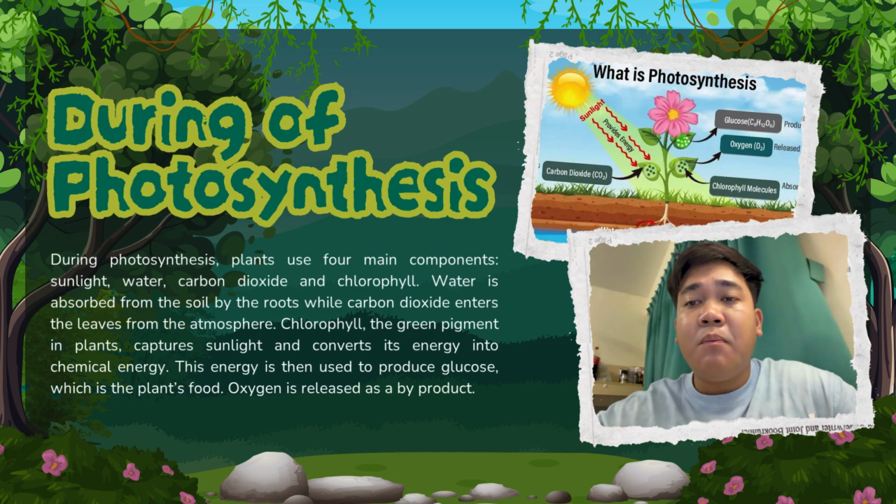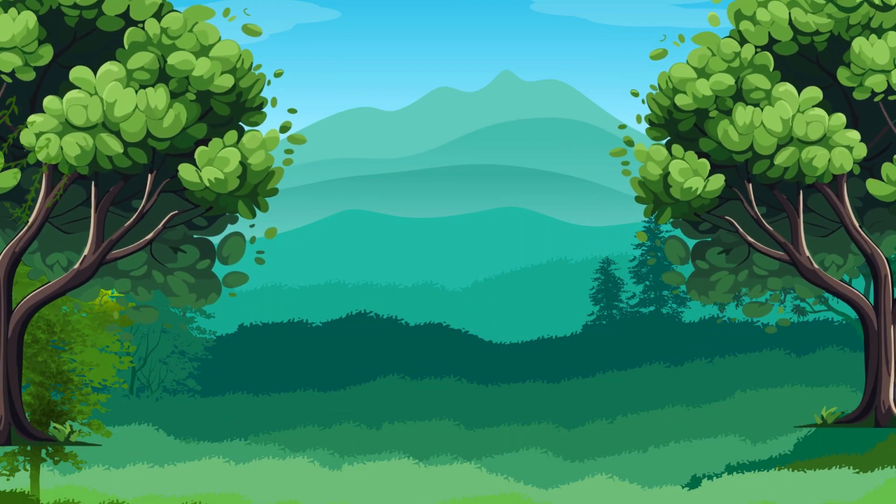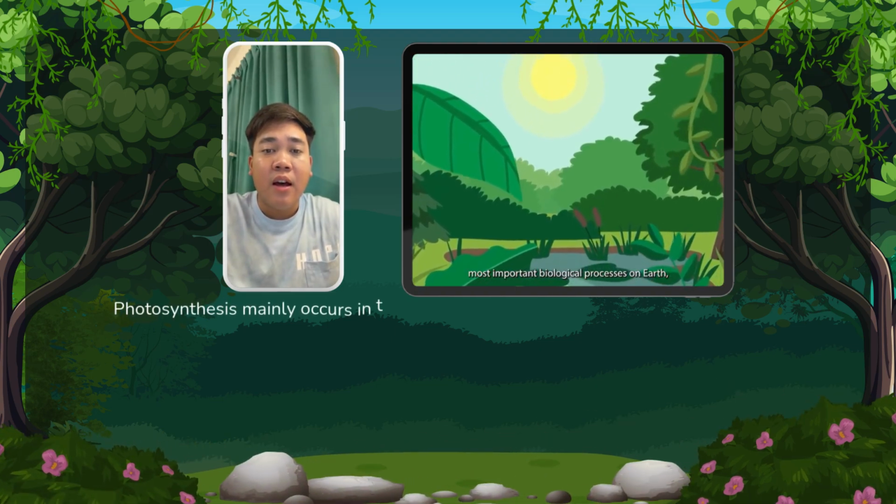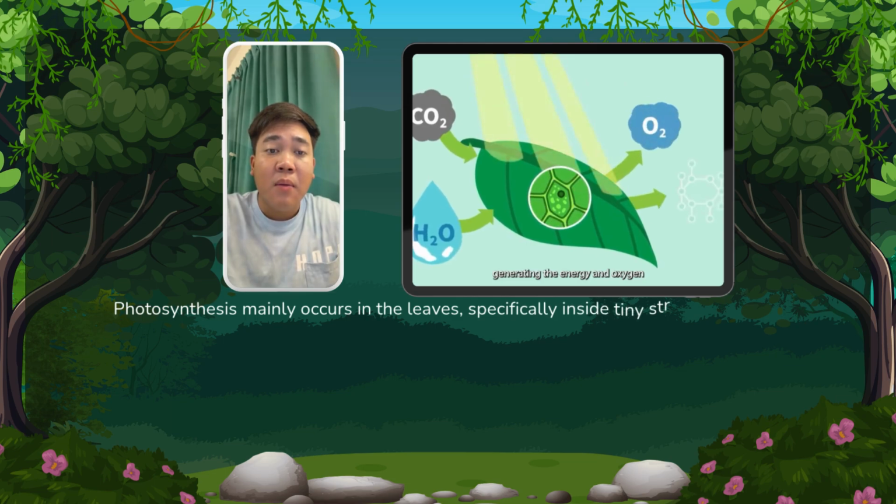Chlorophyll, the green pigment in plants, captures the sunlight and converts it into chemical energy. This energy is used to produce glucose inside the plant, which is their food. Finally, oxygen is released as a byproduct. Thank you.